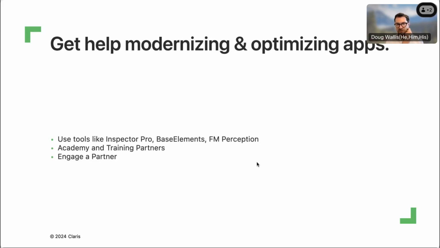Last one: if you have issues in some cases, on how to modernize or check what is not working properly inside your solutions, there are a lot of tools out there that can help. Inspector Pro, Base Element, FM Perception are really great, and they're all being updated to leverage as much as we've built inside FileMaker 2024. That will just make your life a lot easier.